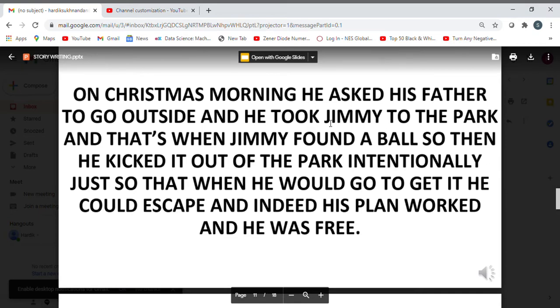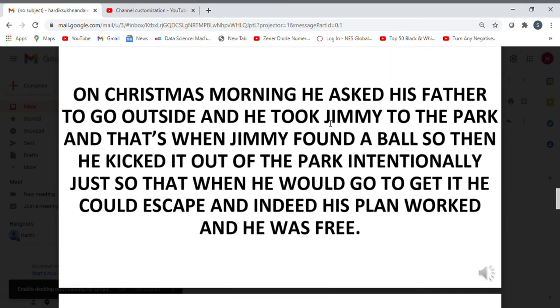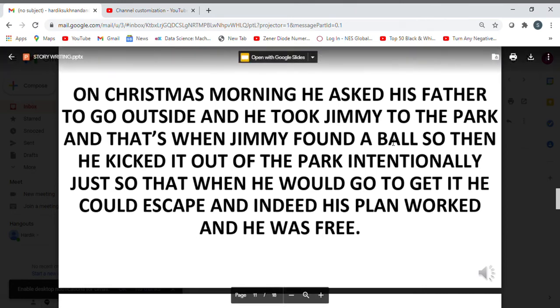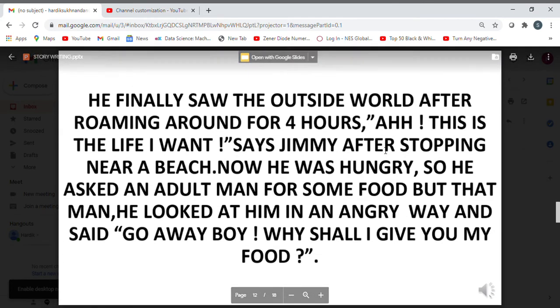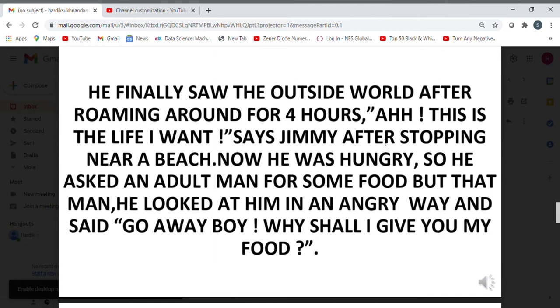So now I copy the same theme, that now Jimmy is alone. Same as Kevin, he was home alone, but poor Jimmy, he's homeless right now. So he finally saw the outside world after roaming around for 4 hours. This is the life I want, says Jimmy after stopping near a beach. Now he was hungry, so he asked an adult man for some food, but that man looked at him in an angry way and said, "Go away, boy, why shall I give you my food?"